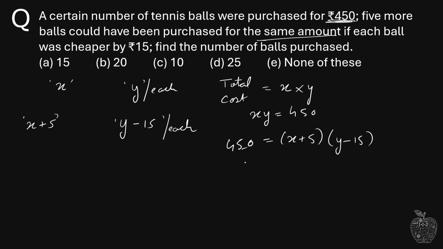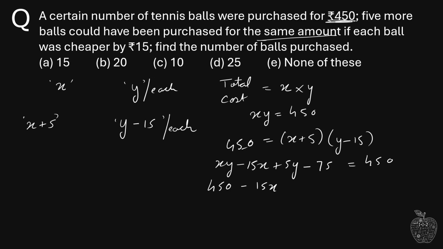Now let's simplify this equation. So we get X into Y, XY; X into minus 15, minus 15X; 5 into Y, plus 5Y; and 5 into minus 15 will give me minus 75, is equal to 450. Now we know that XY is equal to 450. So let's write it here, 450 minus 15X.